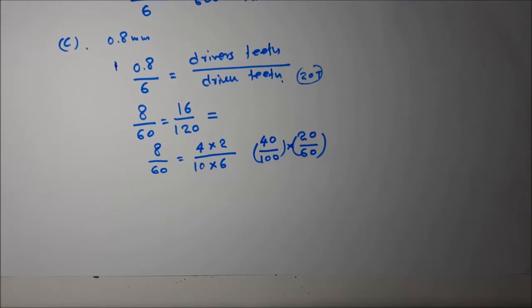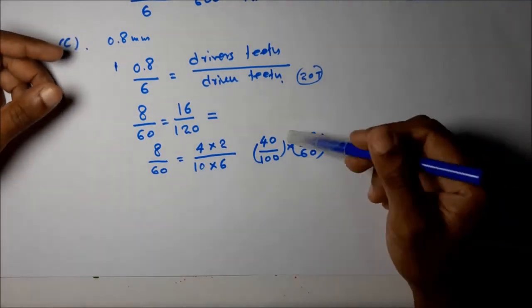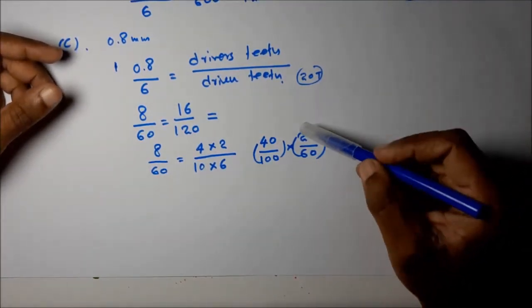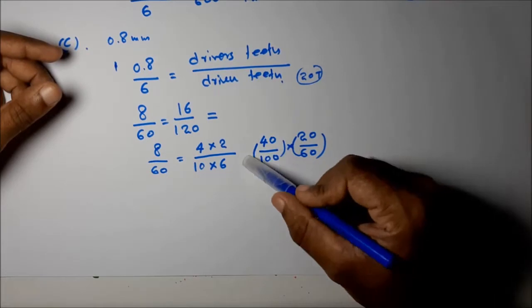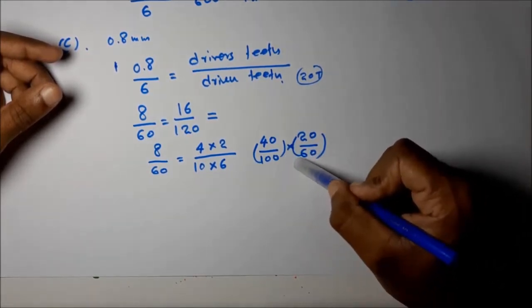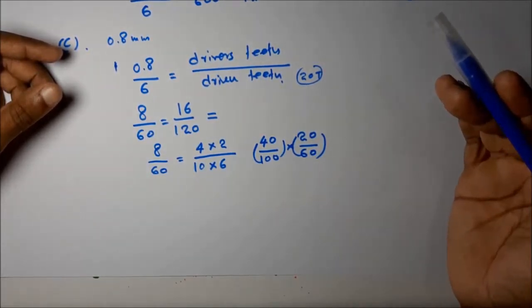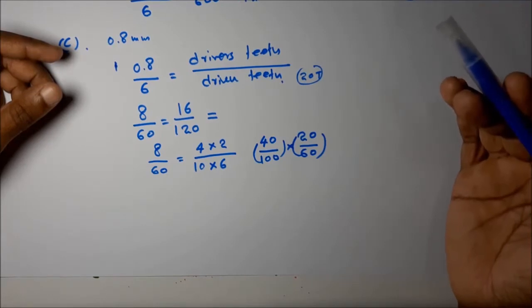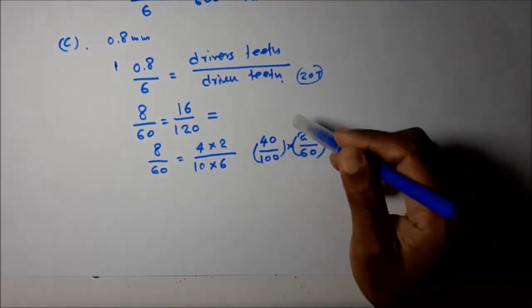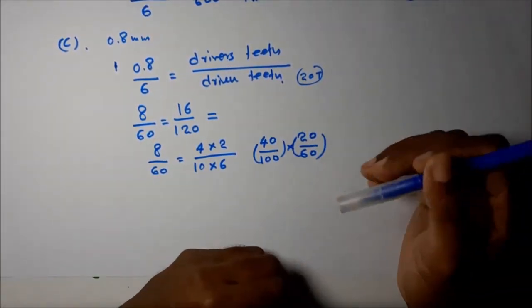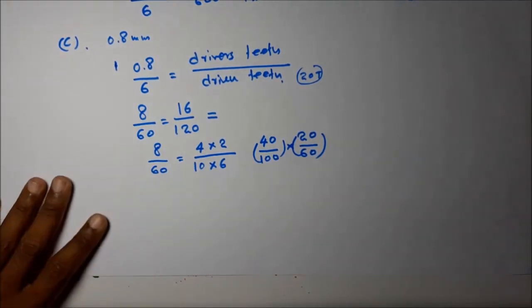Whatever you may get, different gear wheels, because we have a different number of gear trains, you can use that one also. This is one of the possible gear trains. There may be several possible gear trains, but this is one of the possible gear trains. I will draw the gear train also here.